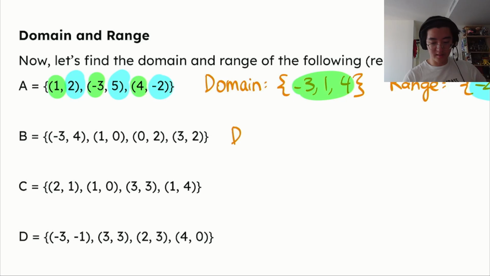So the domain here. We got -3, 1, 0, 3. Luckily, it's in numerical order already. Whoops, not 2, 3.